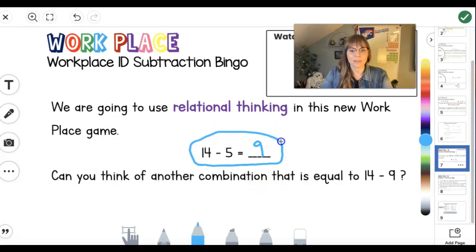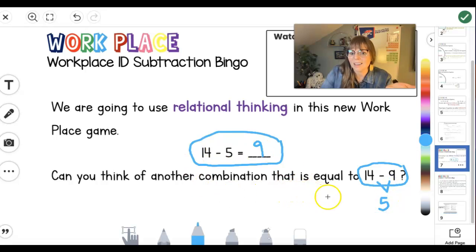Look at this equation and the difference here. This equation is 14 minus 5 equals 9. This equation is 14 minus 9. Can you think of another combination that is equal to 14 minus 9? Well, I know that 14 minus 9 equals 5. So, let's see, can we use those numbers in a different way?